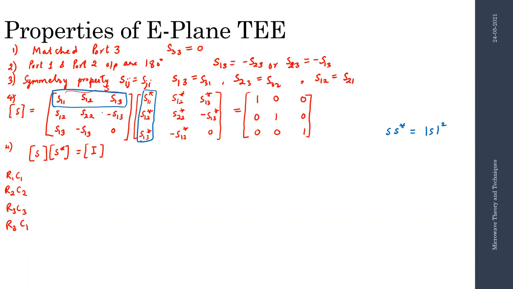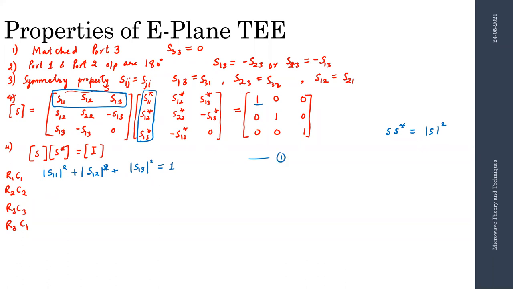So what I will do now is multiply. So S11 conjugate, what is it? S11 square. Next is S12 square plus S13 square, equal to what? It is equal to 1. So this is my equation number 1, let's say.